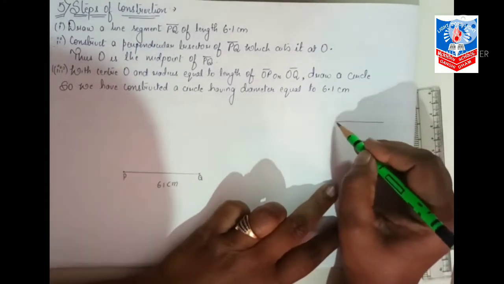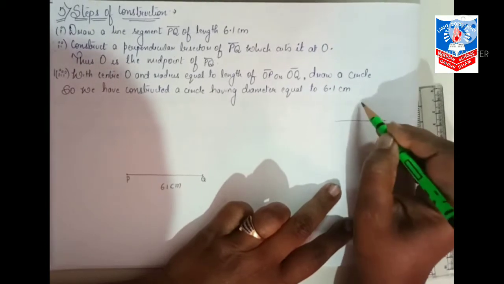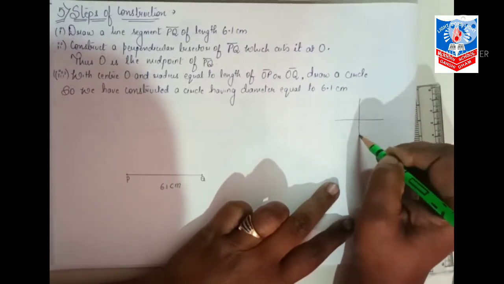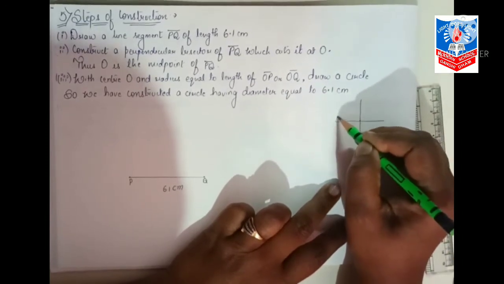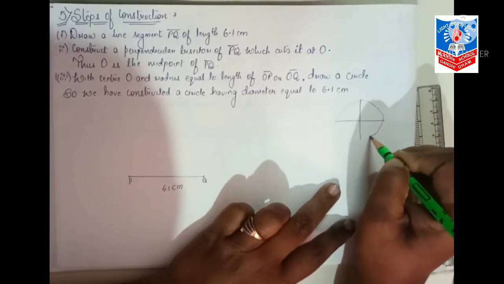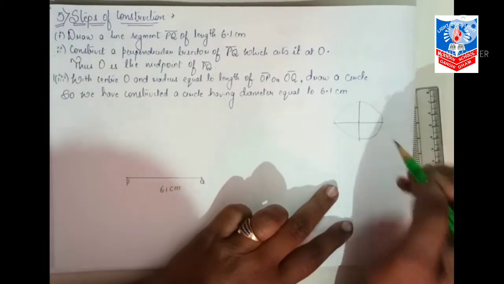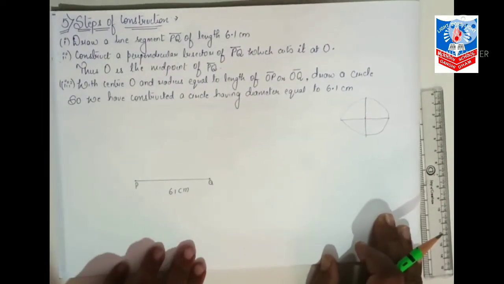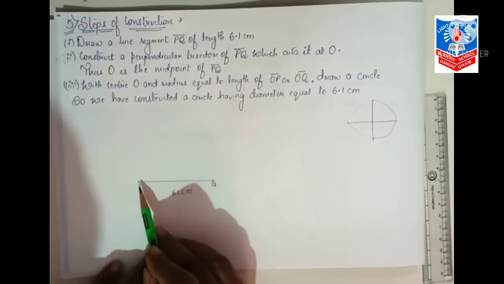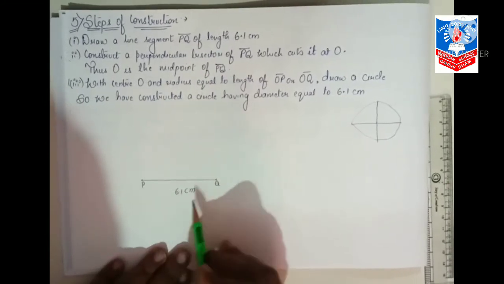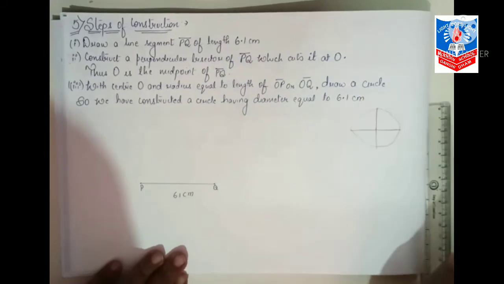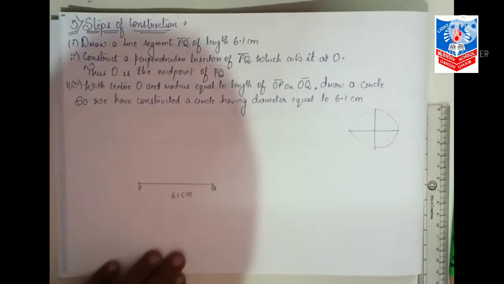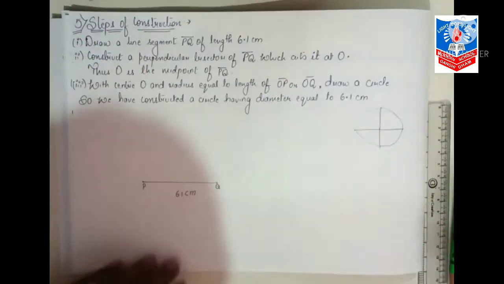So what we will do first? We will draw a line segment. Then we will draw the perpendicular bisector and then we will draw a circle. Okay, this is rough figure. Now first, see here. First we will draw a line segment PQ of 6.1 centimeter. Now you know how to construct the perpendicular bisector of PQ.